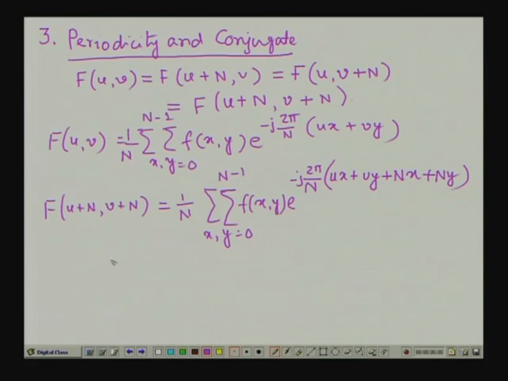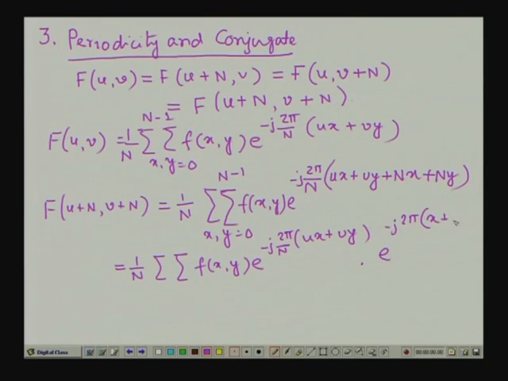Now, in the same expression, if we take out the Nx and Ny in a separate exponential, then this will take the form 1 upon capital N, double summation f(x,y) e to the power minus j 2 pi upon capital N (ux + vy), into e to the power minus j 2 pi (x + y).